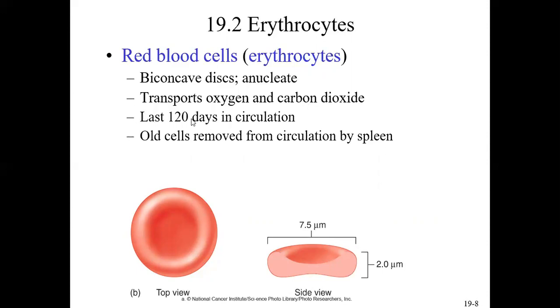The other thing about red blood cells is they only last about 3 or 4 months in circulation. And then your spleen will break down any older or broken down red blood cells. And like I said, that's about 120 days or 3 or 4 months.